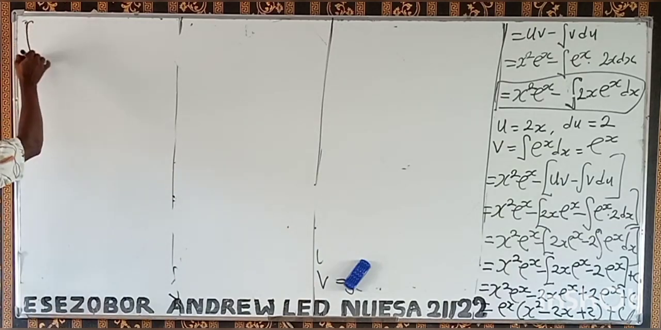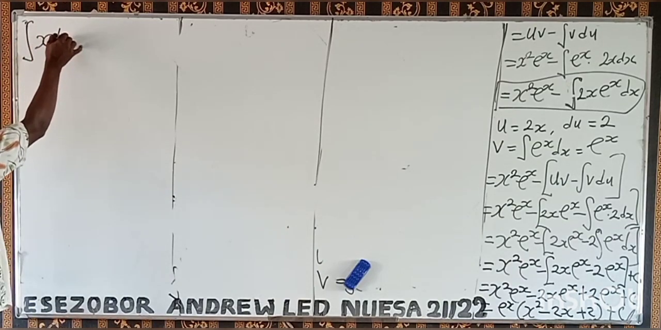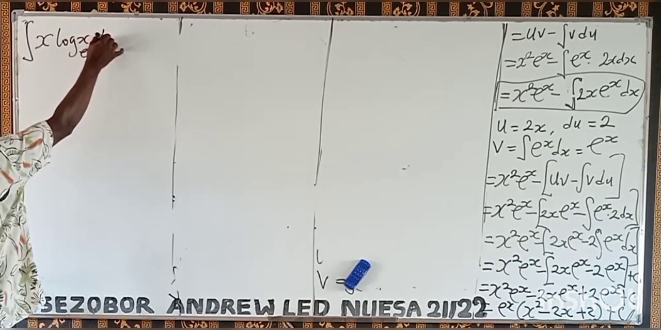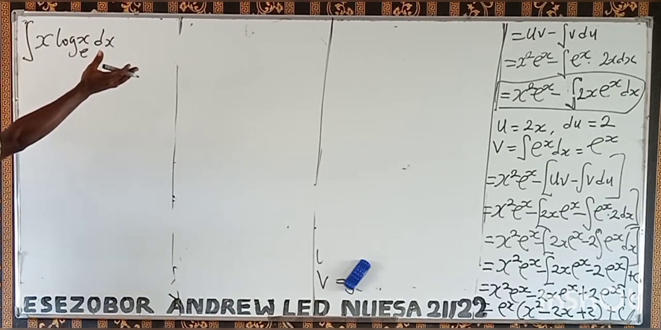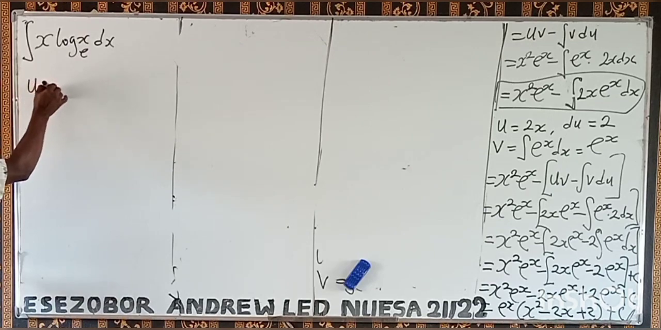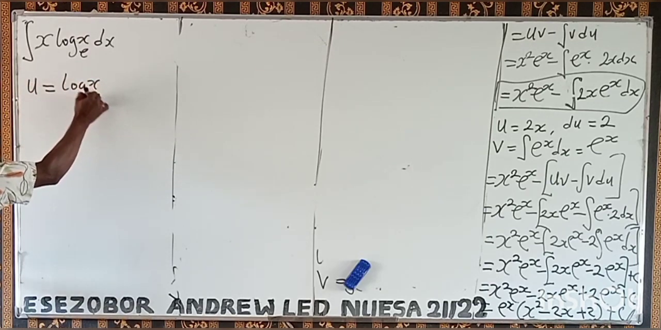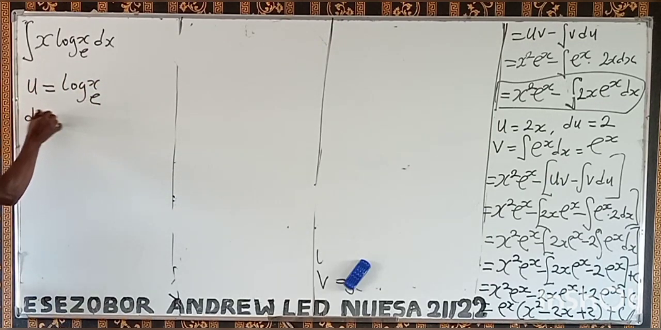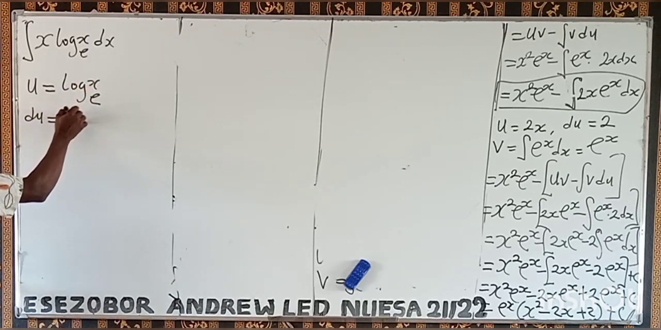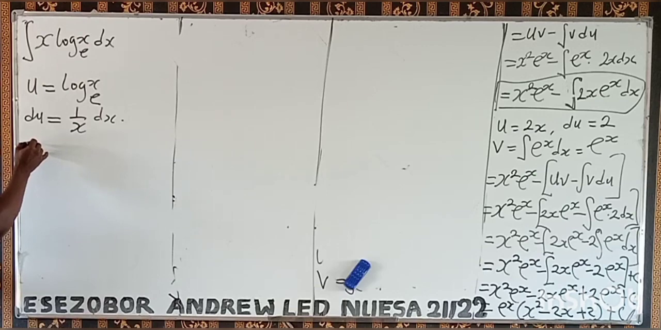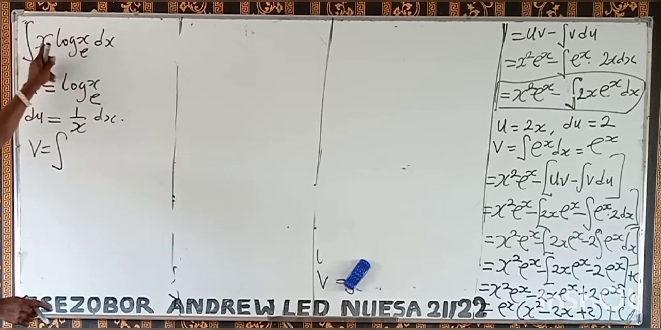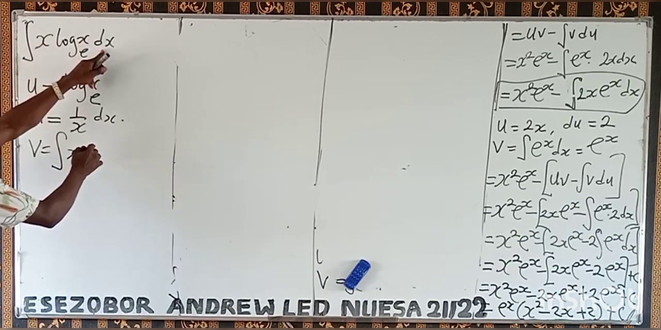The next one is the integral of x log x to base e dx. For this one, from the row I gave you, the first one is log x, so our u here will be log x to base e. Then du will be the differentiation of log x to base e, which is 1 over x dx. Then v will be when you integrate the remaining one. If I remove log x to base e, what will be left is x.